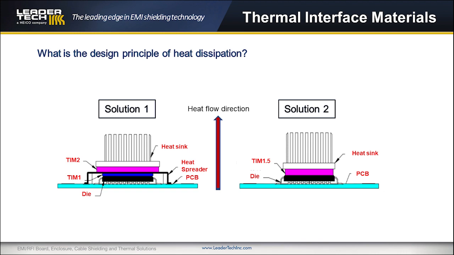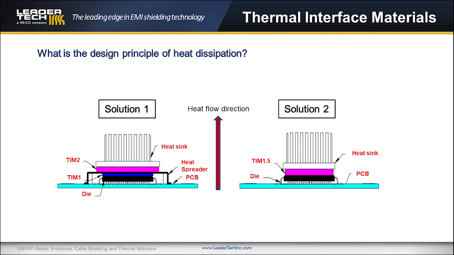What is the design principle of heat dissipation? Thermal dissipation refers to a form of heat transfer. Heat transfer in this respect occurs from an object that is hotter to surrounding objects and environments that are cooler. Solution 1 consists of a heat spreader between two thermal interface materials. Solution 2 utilizes a single thermal interface material between the heat source and the heat sink, eliminating the amount of components required in the application.